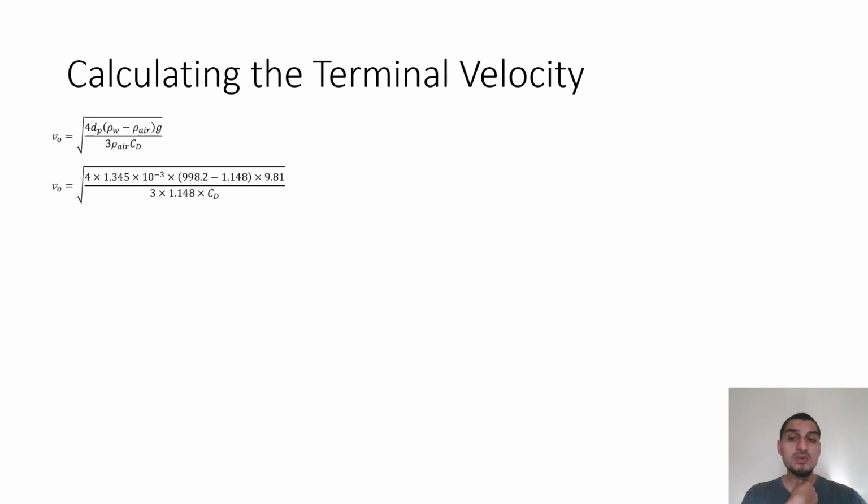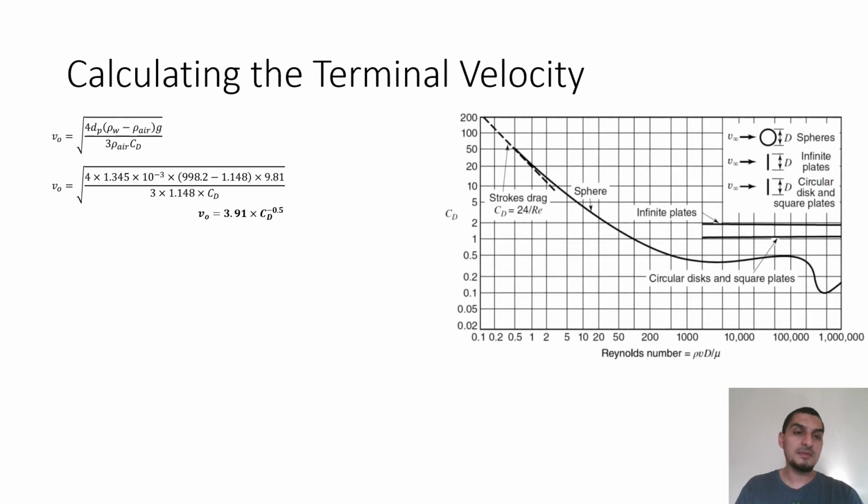The equation that we have to calculate the terminal velocity of a falling particle is this. We can substitute with the information that we have, and then the equation would be a function of CD to the power 0.5, and I need to get the value of CD in order to get the terminal velocity. But CD is not a straightforward parameter that you can get. There are equations that you can use, or you can use this chart to get CD based on Reynolds number. You have it for different shapes. For a sphere, this is the curve.